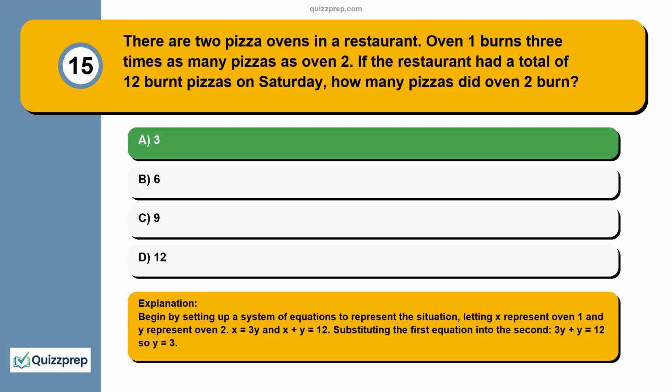Begin by setting up a system of equations to represent the situation, letting x represent oven 1 and y represent oven 2. x equals 3y and x plus y equals 12. Substituting the first equation into the second, 3y plus y equals 12, so y equals 3.